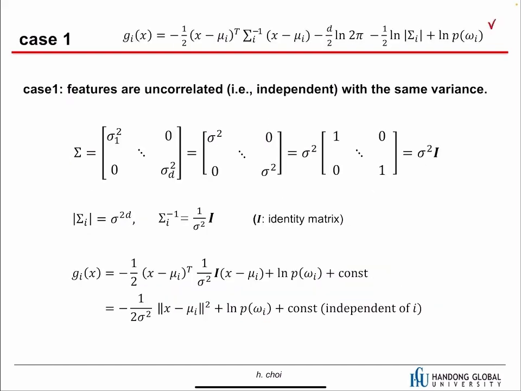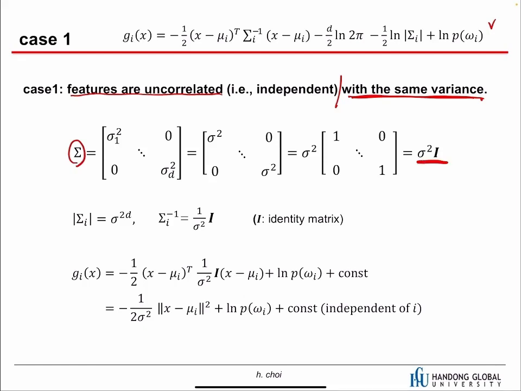Okay, this one is g sub i. When we handle the Gaussian distribution, there are a couple of different cases. First, when the features are uncorrelated, which means independent, and we assume that they have the same variance, then the covariance matrix can be represented by sigma squared times I.